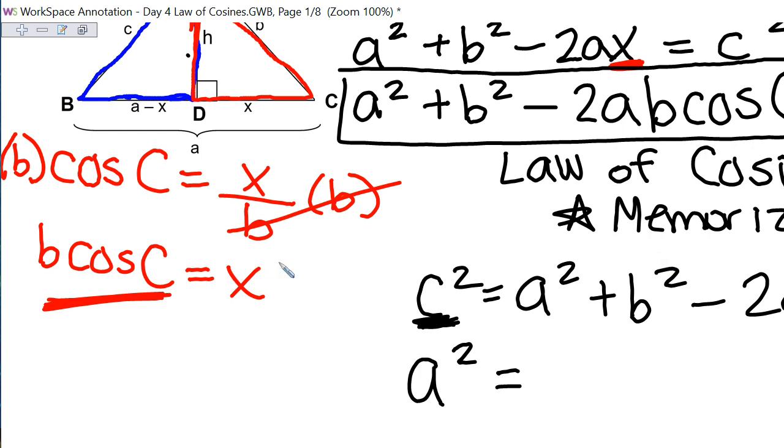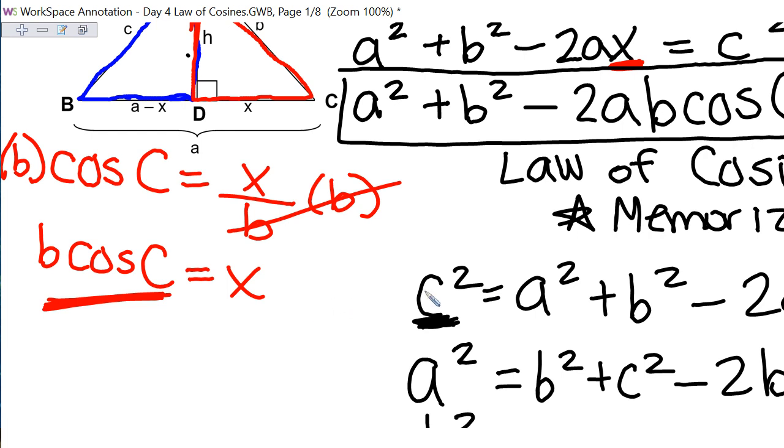And if I'm using side A, what are the other 2 sides? B and C, so this would be b squared plus c squared minus 2bc times the cosine of angle A. So that's the second version. And there's one final version, which would be the b squared.